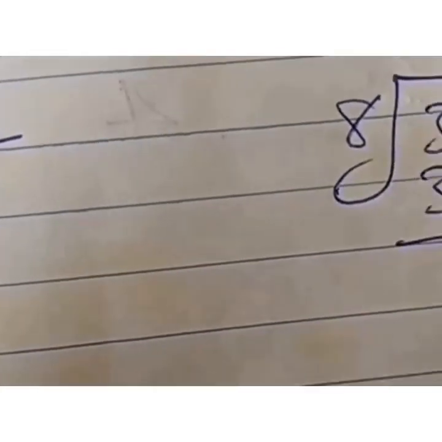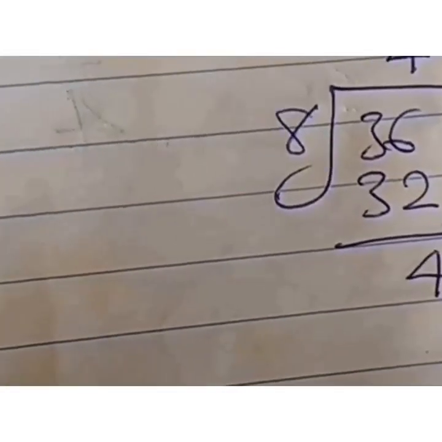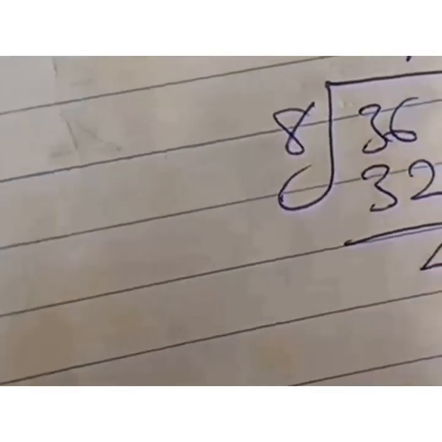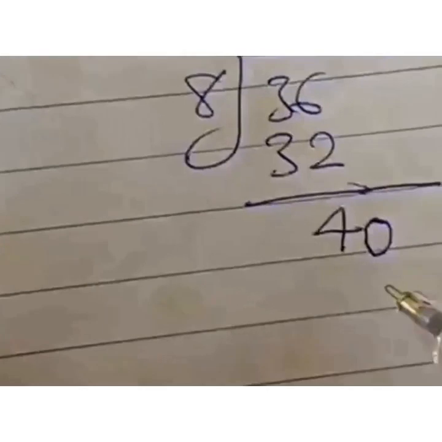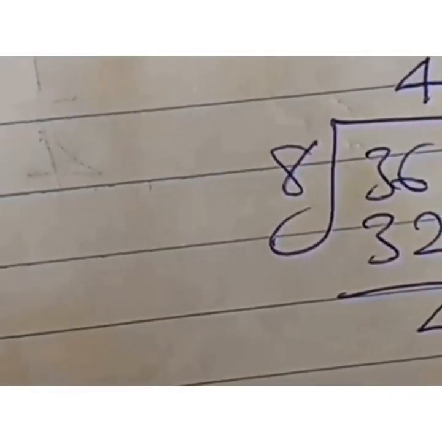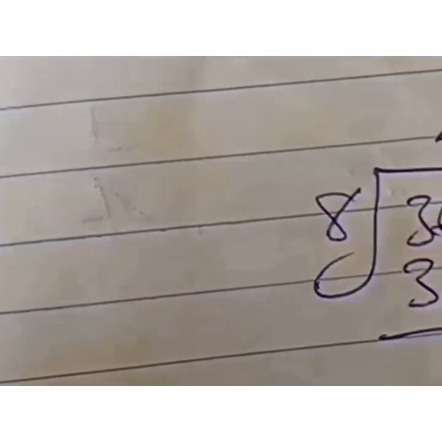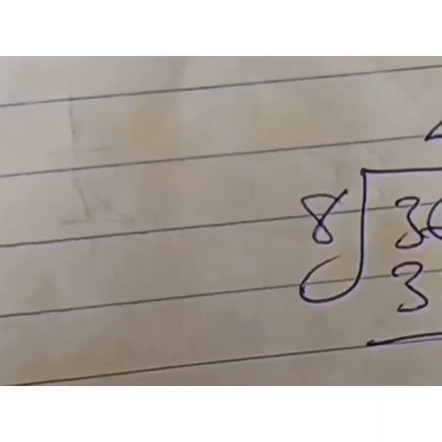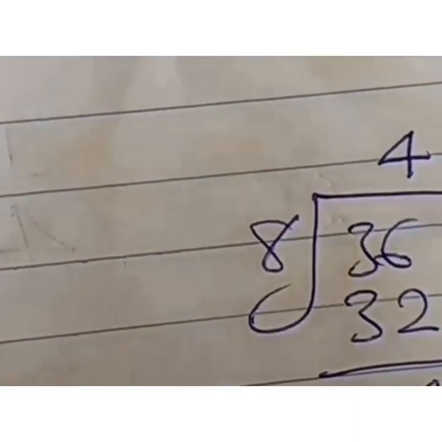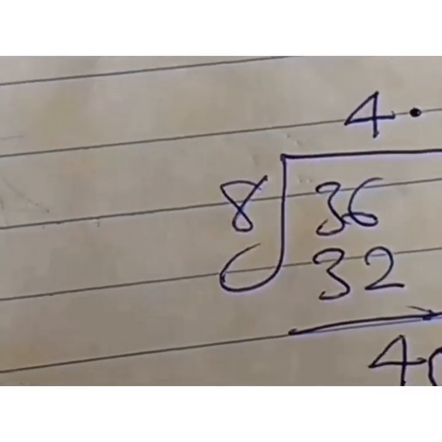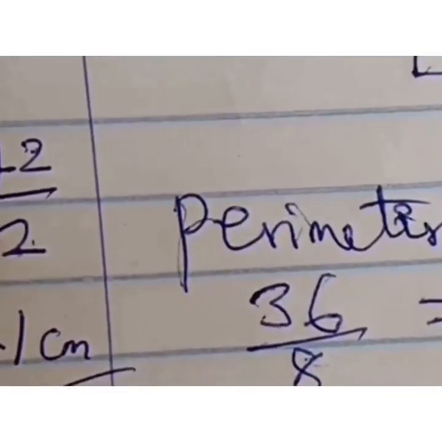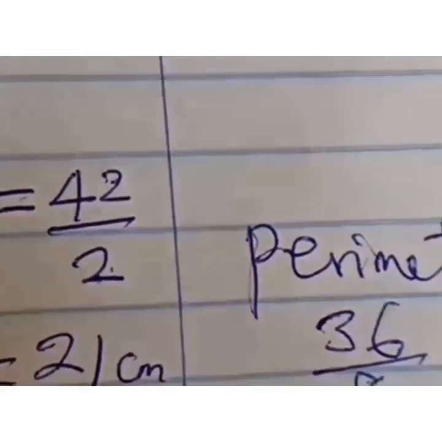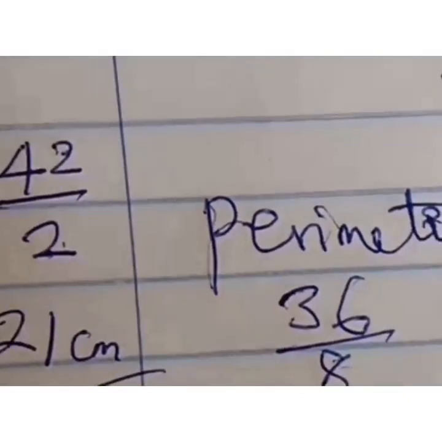Now 8 cannot go into 4, so we put in a decimal point here. Because we have attached a decimal point, we have to add a 0 to this. So 8 will go into 40 five times, because 5 times 8 will give us 40. 40 minus 40, we have 0. So our answer is 4.5. So we can say that 36 divided by 8 is 4.5, which is equal to our W.